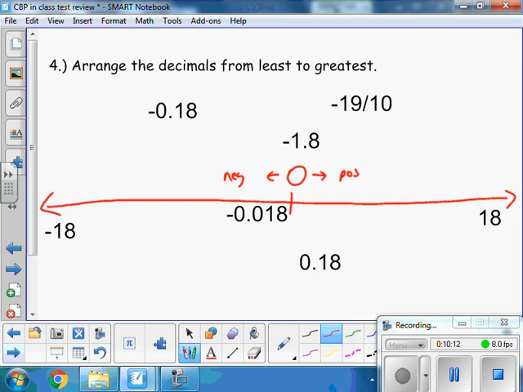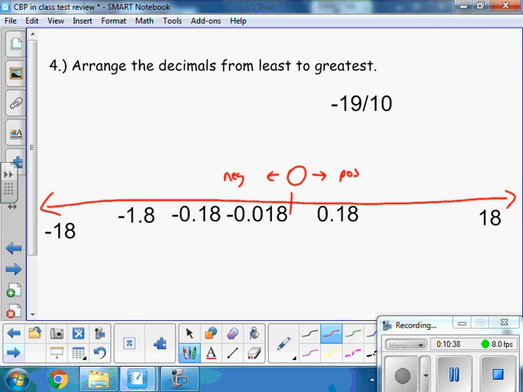18 tenths, this is my last positive one. So this is going here. 18 hundredths, which is small, so it's over here somewhere. Oh, negative 18 hundredths. So this is on the other side. Negative 1/8 is closer to zero than negative 18, so that's going to be right here.